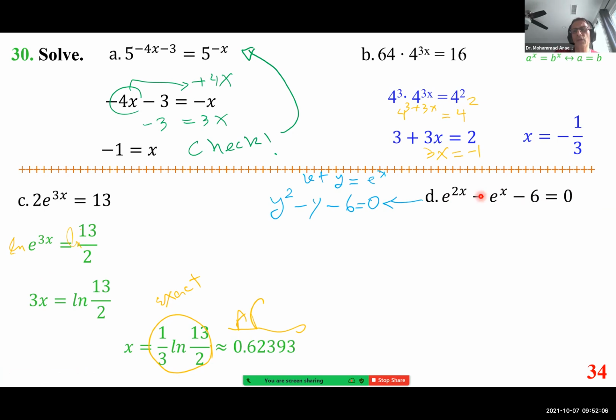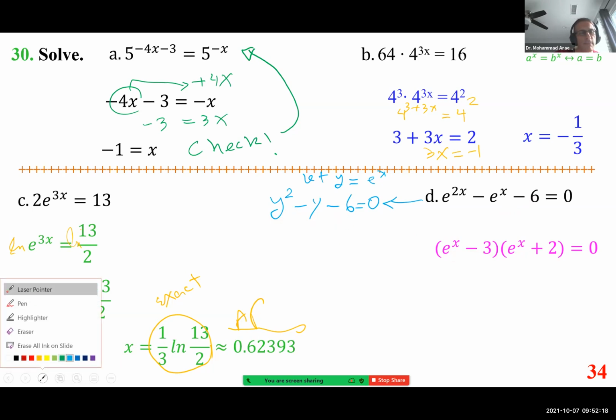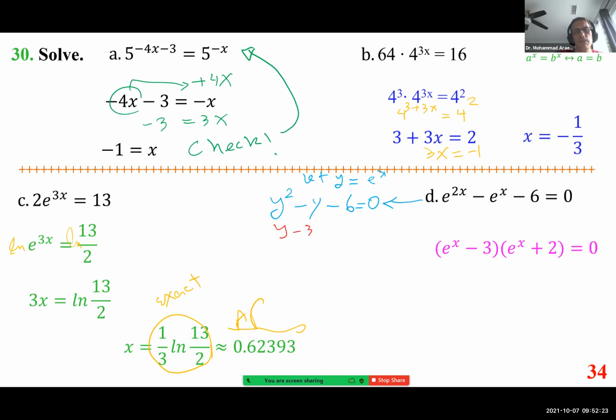Or you may notice that, well, I can factor it just the way it is. This is e to the power of x minus 3 times e to the power of x plus 2. I hope you realize this is y minus 3. Let me write that in case. Times y plus 2. So you could have gone either way, with or without substitution. This results in e to the power of x equals 3. And this results in e to the power of x equals negative 2.